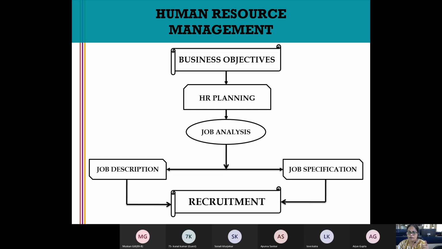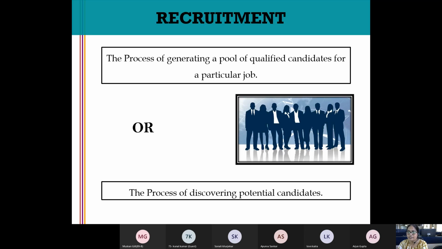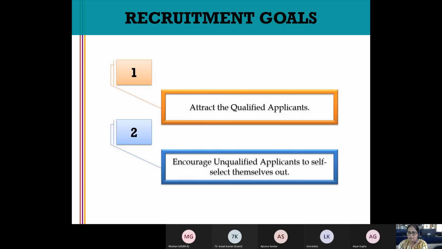Okay, you have very well noted that. So recruitment is very clear: generating a pool of qualified candidates for the particular job, or discovering the potential candidates. I may not repeat. So what is the goal of recruitment? First of all, attracting the qualified applicants.